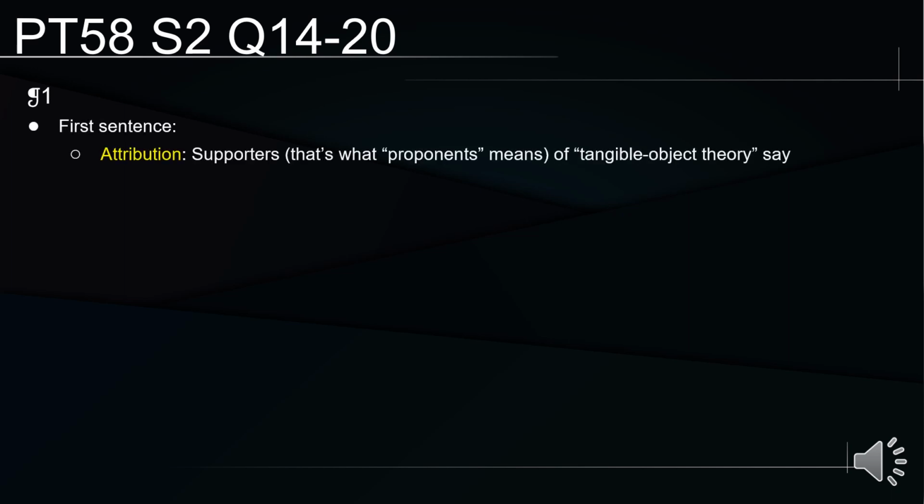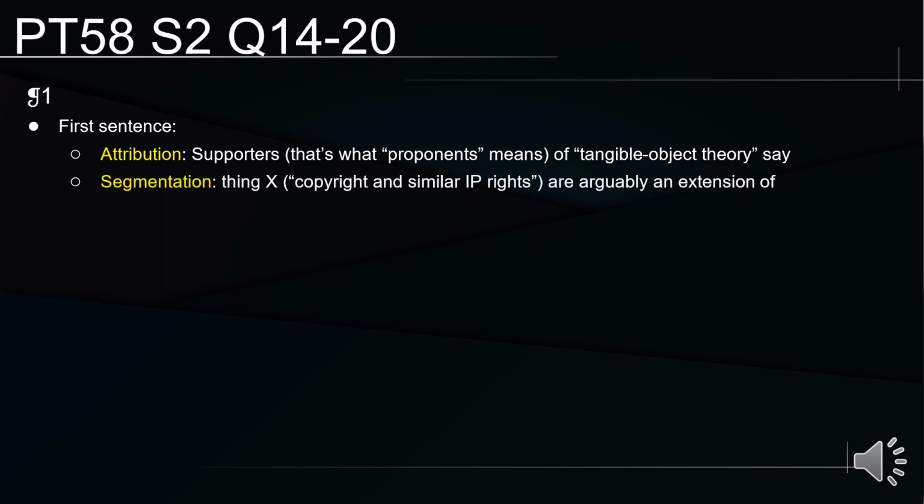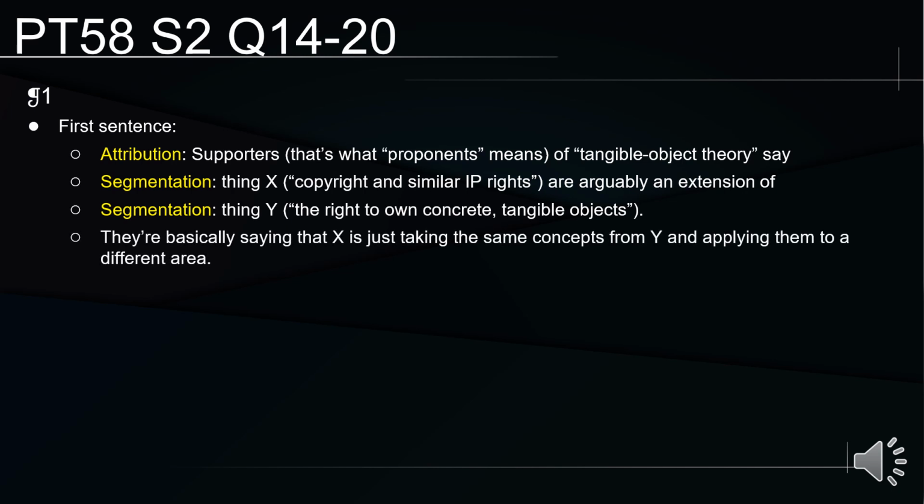The first sentence of this one gives us an attribution clue to begin with. Supporters, that's what the word proponents in that sentence means. Supporters of tangible object theory say that thing X, copyright and similar IP rights, are an extension, arguably, of thing Y, which I would call the right to own concrete tangible objects. So yeah, there's multiple things going on, attribution and segmentation here. So really, to uncomplicate the concepts, they're basically saying that X is taking the same concepts from Y and applying them to a different area. That's what these proponents are saying.